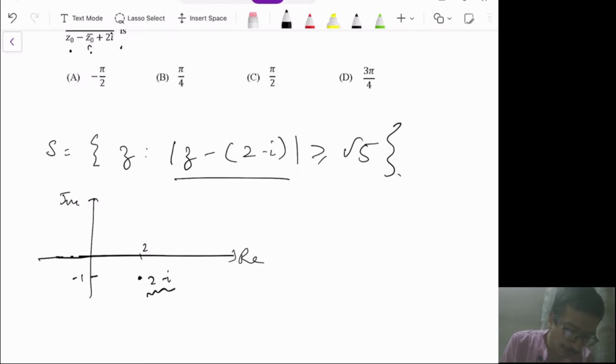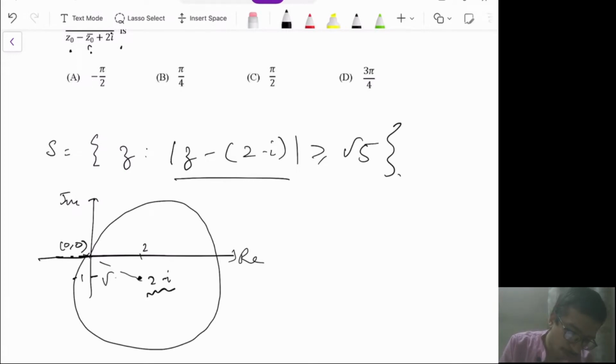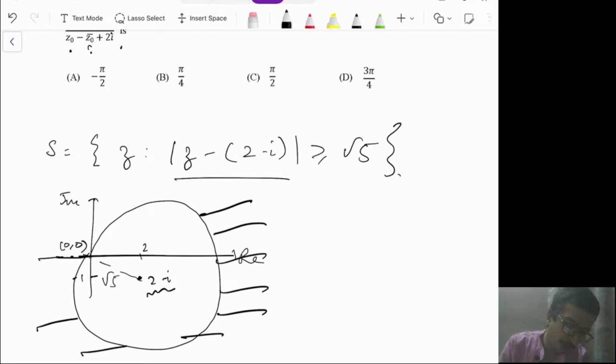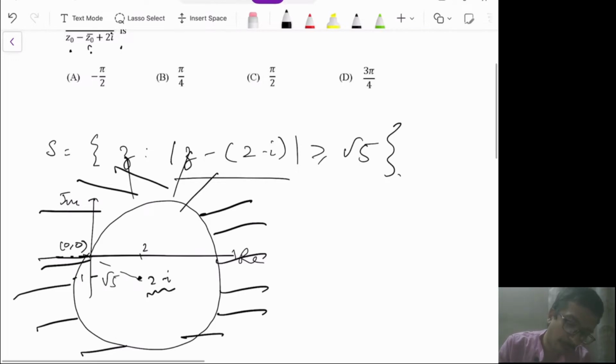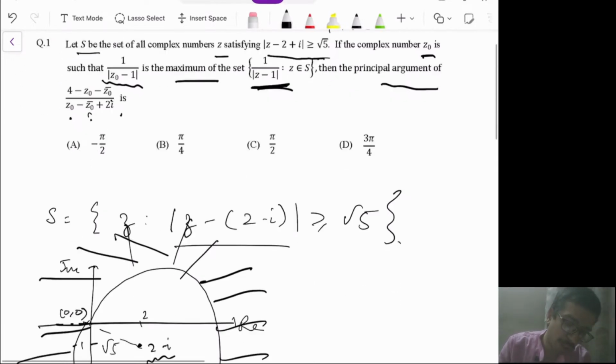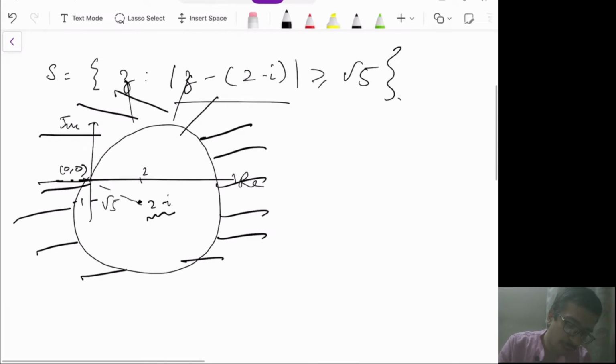Here we can check that the origin also lies on the circular boundary, because the distance between the origin and 2 minus 1 is exactly root 5. So we now have a circle, and the origin actually lies on it. The radius of the circle is root 5, and the points at a distance of at least root 5 are the points exterior to the circle, and the circle is also included, because you have greater than or equal to root 5. So the circle and the points exterior to it are the ones which belong to the set S.